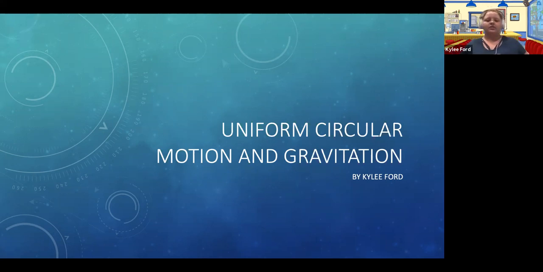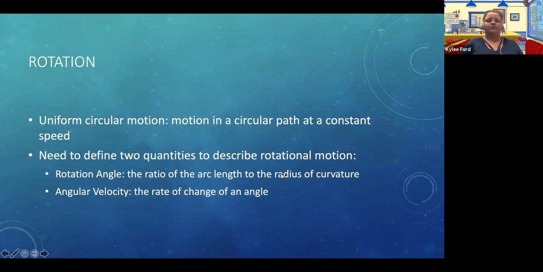So today I wanted to talk to you about uniform circular motion and gravitation. We're going to start with rotation. Uniform circular motion is motion in any kind of circular path with a constant speed. Notice that doesn't say velocity, because our velocity is going to be changing throughout that circle, and that is because the direction is changing.